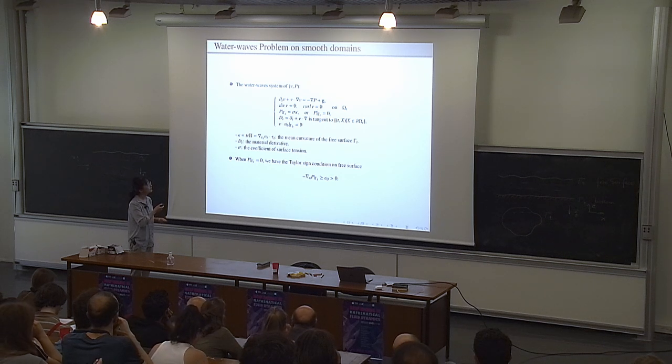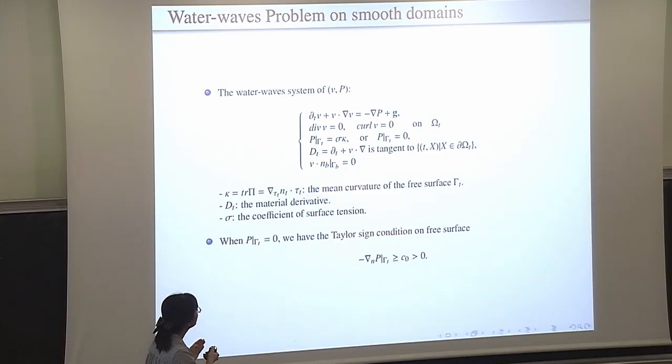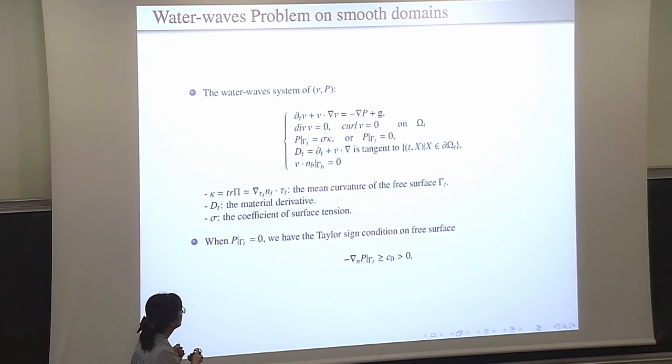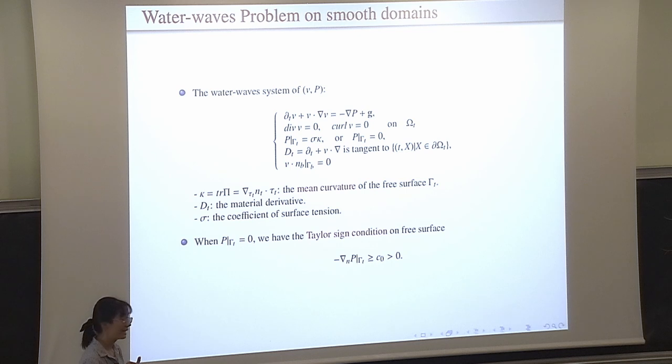The first is the momentum equation, with v the velocity, p the pressure, and g the gravity. And with the incompressibility and irrotational assumption here, so there is no vorticity in my lecture. And the third line is about the pressure condition on the free surface, with surface tension or without surface tension. Our research is focusing on the case with surface tension. And of course, Dommaz and Davinan, their research focuses on the case without surface tension.